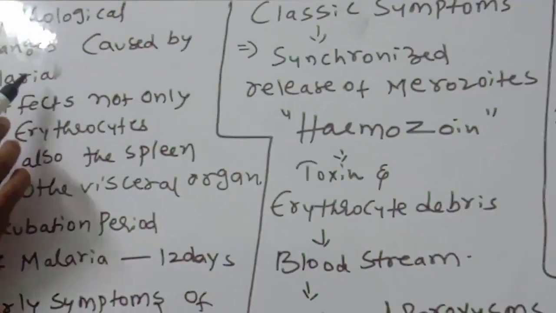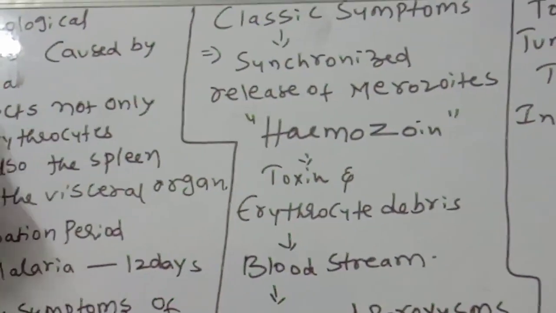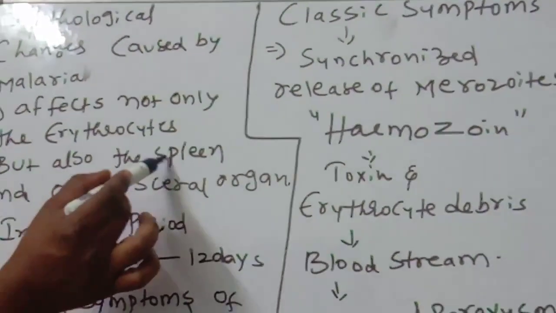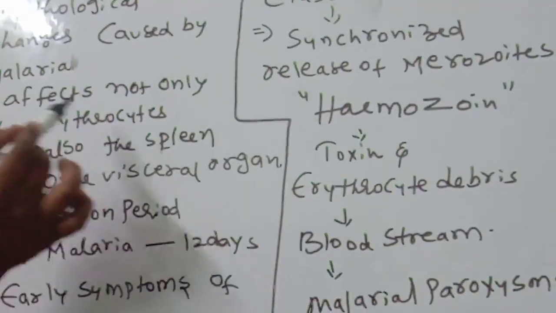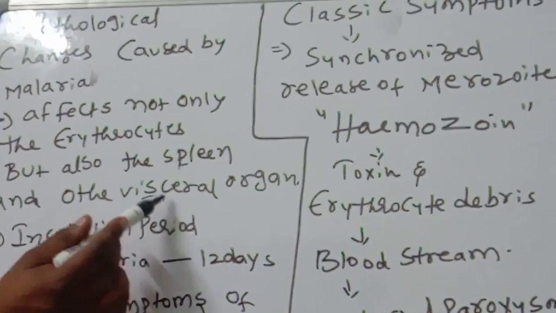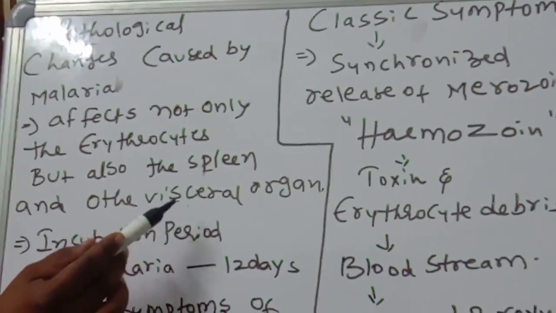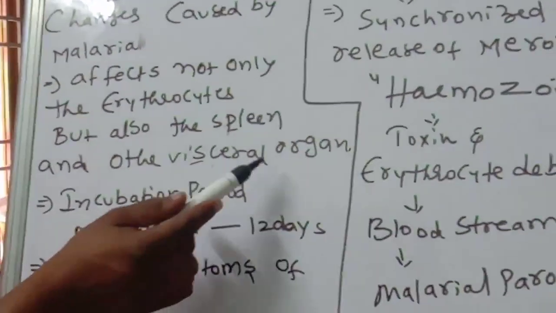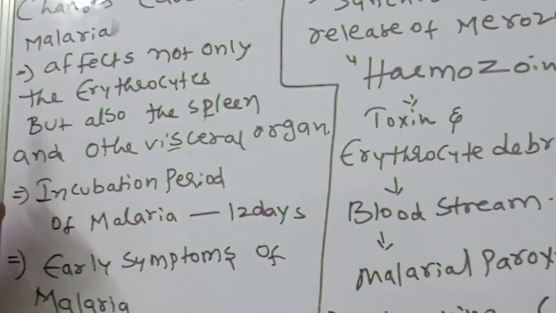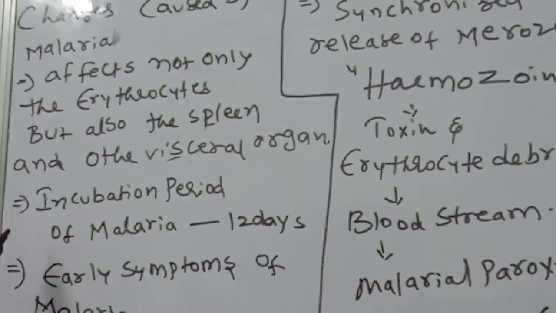These pathological changes not only affect the erythrocytes, the RBC, but also the spleen and other visceral organs. Visceral organs means pancreas, kidneys, liver, heart, lungs, like that. They will also be affected because of these pathological changes in malaria.